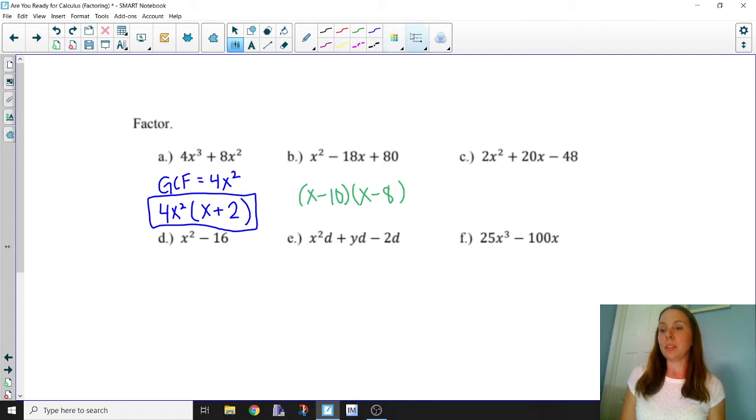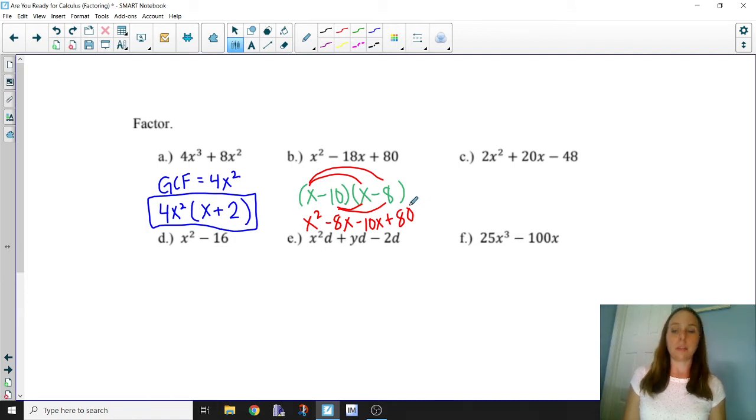And what I want to do now is distribute these. I did not talk about doing that in this one, but I kind of did. I just didn't write it out. I'm going to distribute this through to show you why it works, just in case you need to see that. So if I distribute the x to the two terms in the second set of parentheses, I get x times x is x squared minus 8x. And then when I distribute the negative 10 through the two terms in the second set of parentheses, I get negative 10x and plus 80. Remember, distributing means multiplying. So that's why I have x squared minus 8x minus 10x plus 80.